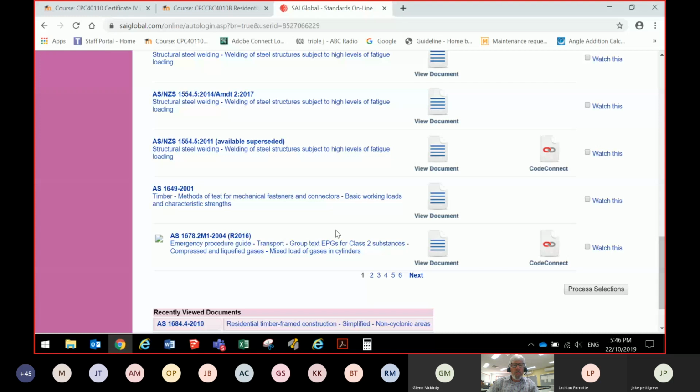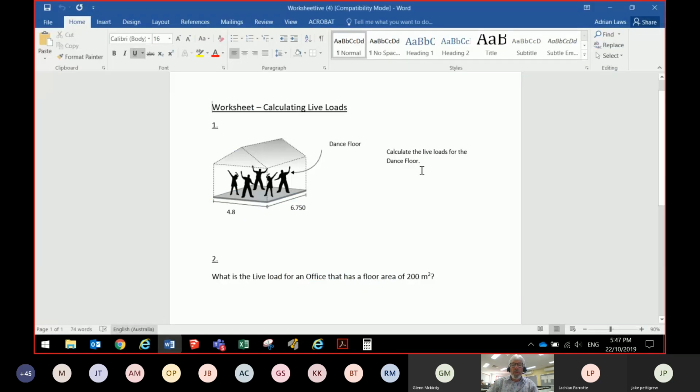So with this document here, the dance floor was 5. So what we had, I just remember it from the code there. So 5 was for a dance floor. Normal buildings is 1.5. And someone can do a search for the standard and the code of where that is. There's a table there and they'll be able to find that.